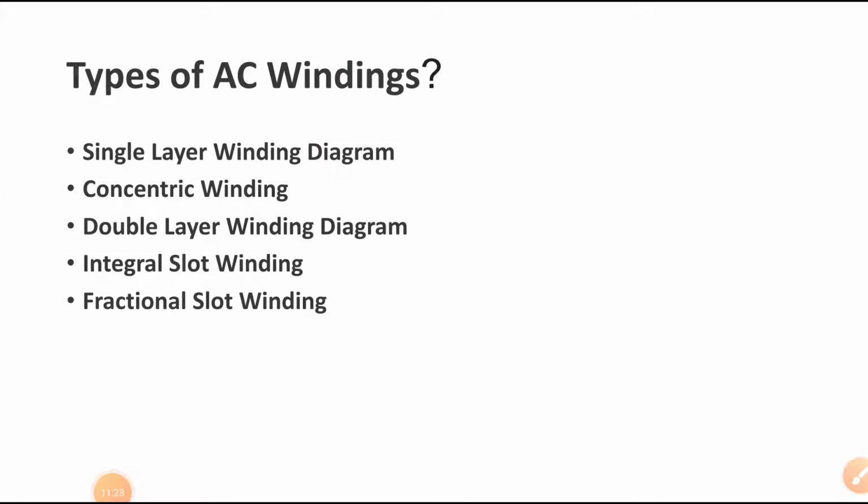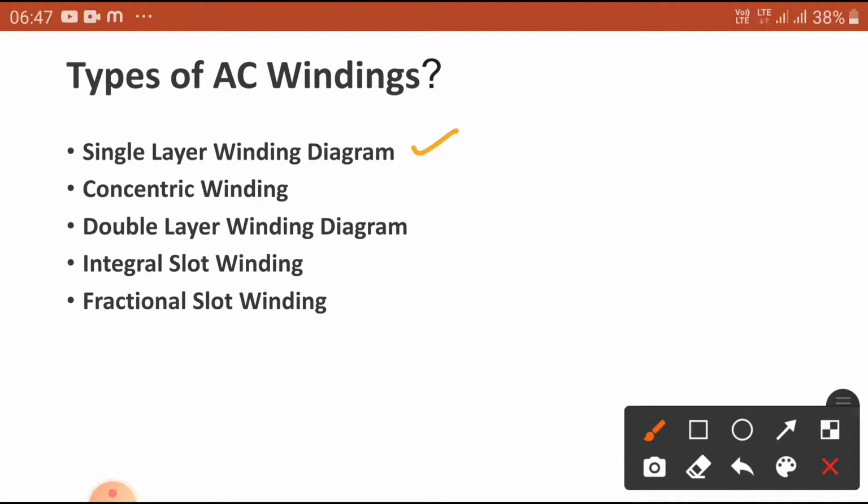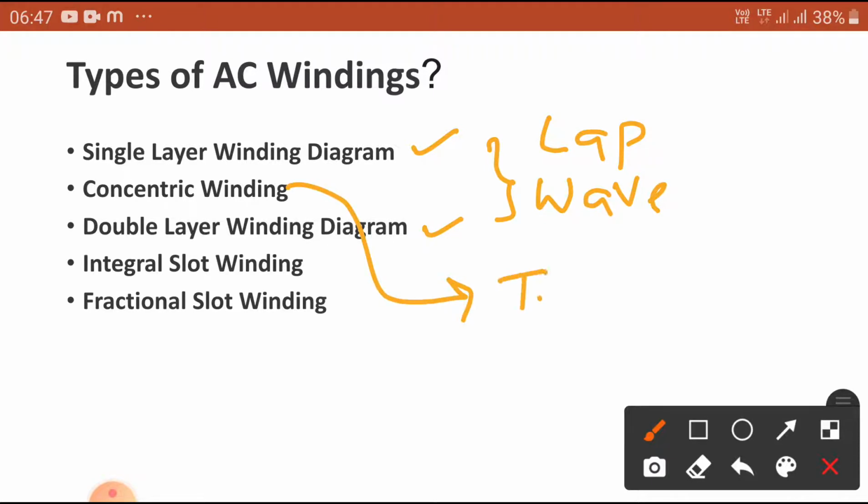AC windings. The AC windings are classified further: a single phase single layer winding diagram, concentrating winding diagram, double layer winding diagram, integral slot winding diagram, and fractional slot winding diagram. These are a few classifications of AC windings. Mostly our winding diagrams are single phase, single layer and double layer winding diagrams, in which we are going to use the lap winding and wave winding. Whereas the concentrating winding can be used for transformers.